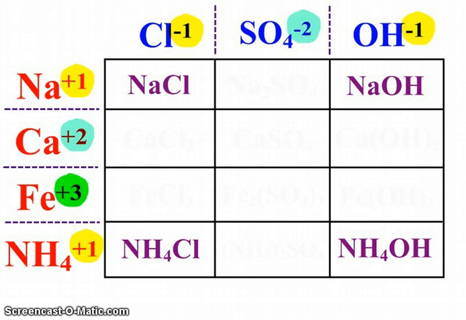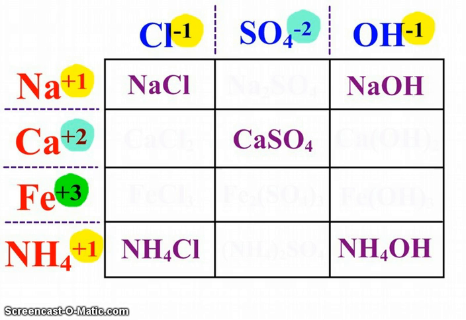And this can be if they're +2, -2. Like here we have calcium, the calcium ion is +2, and up here I've got sulfate, SO4 -2. +2, -2, I just need one of each, CaSO4.